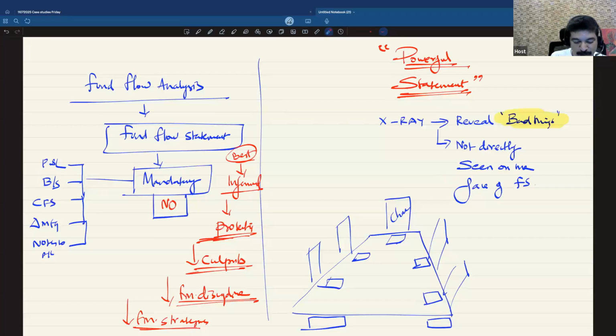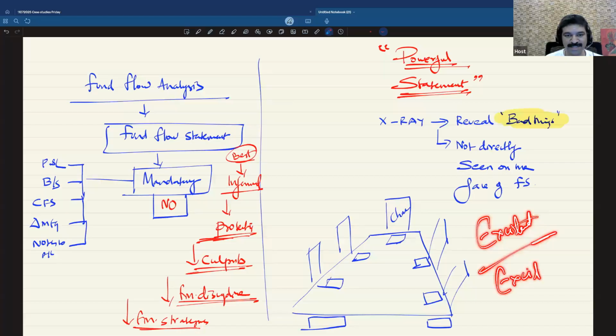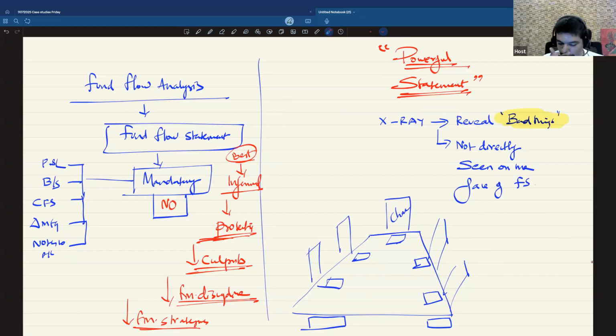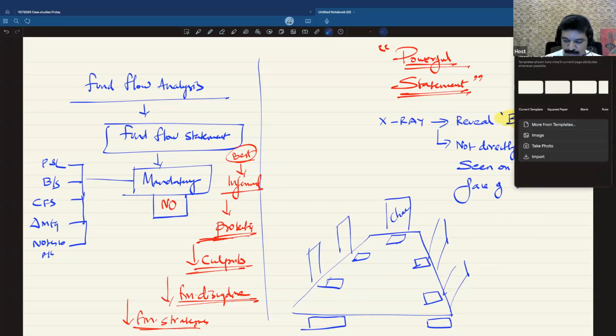That's the real purpose of fund flow statement and fund flow analysis. So with this story, are you really excited to learn about fund flow analysis? I believe I have given the best teaser for fund flow so far. If yes, just type excited. Wonderful. Okay, now let's move on.